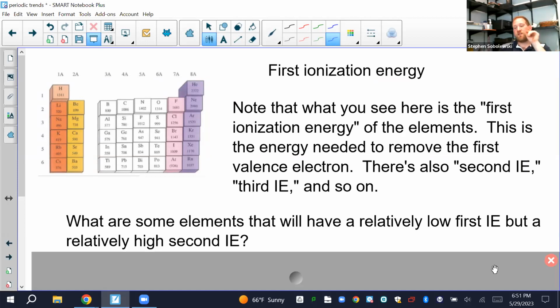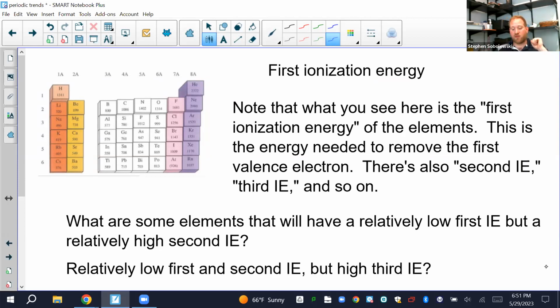So with these, you're going to see a very low first ionization energy to remove that first one, but then they're done, they're happy. They don't want to lose a second one. So you're going to see a very high second ionization energy. What about a relatively low first and second, but a high third? Well, that would be your alkaline earth metals, these ones right here, because they want to lose two, but then they're done. They don't want to lose three.